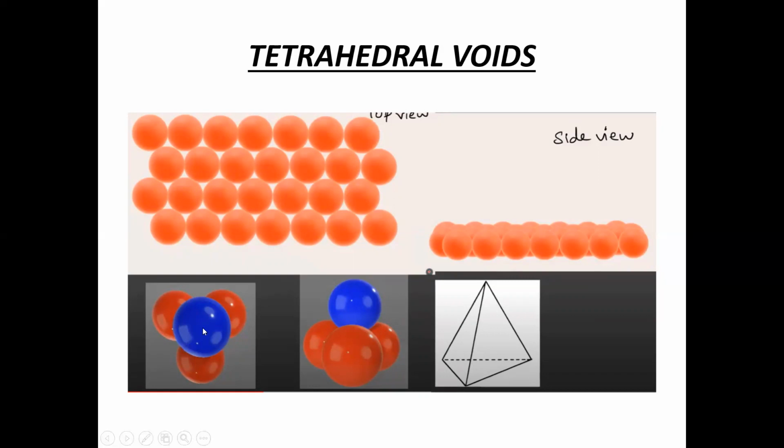Afterwards we keep the second layer above this one, and we get the structure like this. Then we connect the centers of all the atoms, and we get the structure like that. This we call the tetrahedral voids.